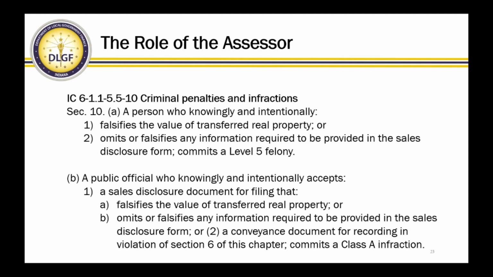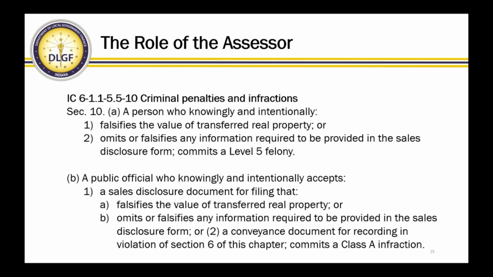You may not know this, but there are some criminal penalties and infractions that could be levied against an assessor, either an elected assessor or an employee of the assessor's office. You can see first, a person who knowingly and intentionally falsifies the value of a transferred real property, or omits or falsifies any information required to be provided in the sales disclosure form, commits a level 5 felony, not a misdemeanor, a level 5 felony. So, a pretty serious charge if that is proven.